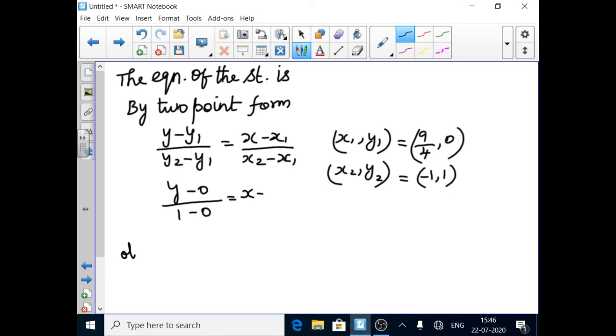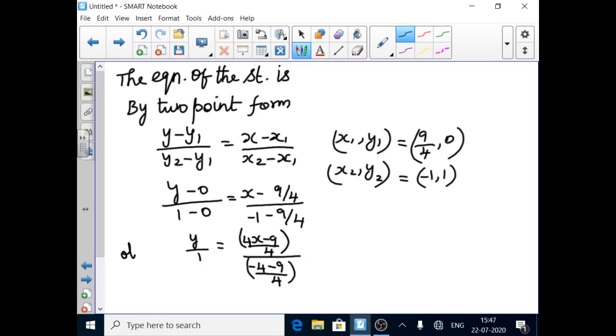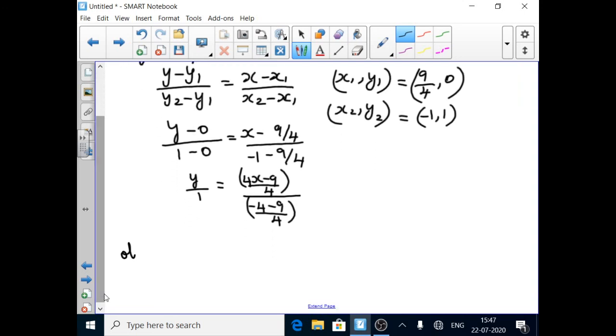Substitute, and you are getting y minus 0 over 1 minus 0 equal to x minus 9 by 4 divided by minus 1 minus 9 by 4. So y by 1, or you can write it as y, is equal to the numerator, which you have to simplify. So 4x minus 9 by 4 is the numerator. Denominator minus 4 minus 9 by 4, cross multiplication. Now you know the method.